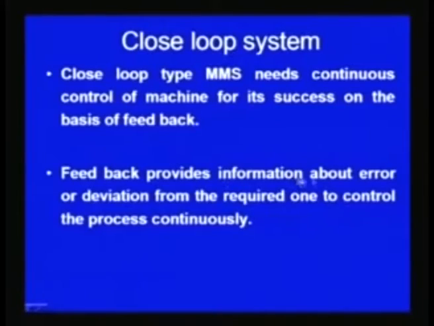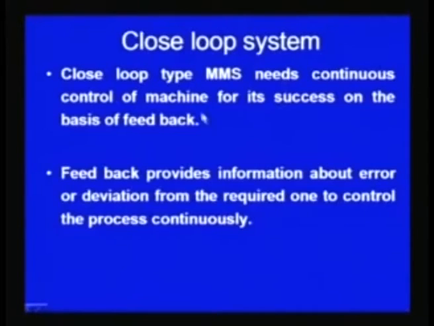Feedback provides the information about the error or deviation from the required one to control the process continuously. Like while driving, the driver continuously steers the car or the automobile to reach from one destination to another. So, driving of a car needs a continuous control. So, that is a closed loop system where continuous attention is required by the machine or the mechanical system for the success of its operation.